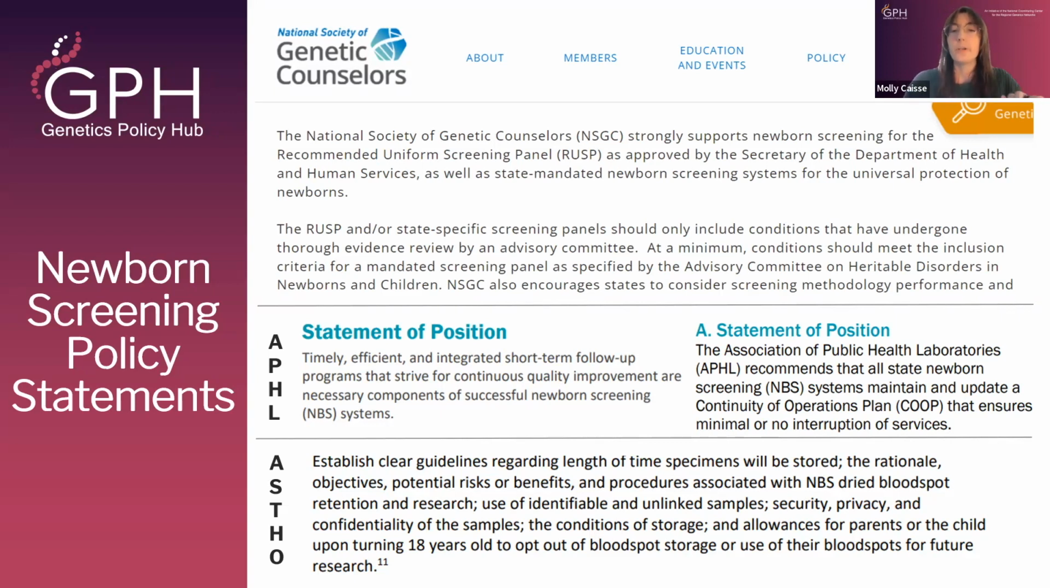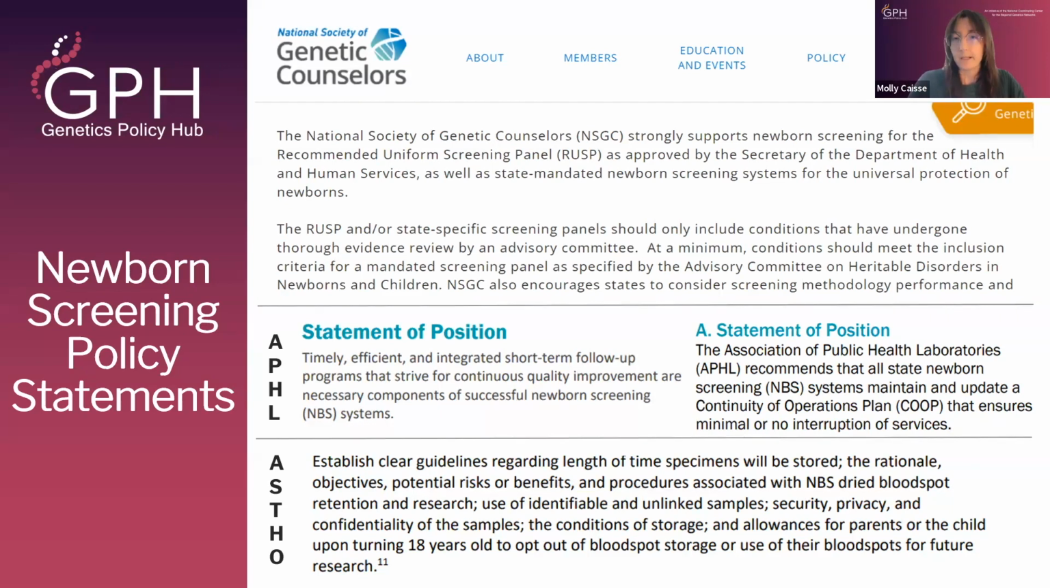So for newborn screening, there are 36 policy statements on the Genetics Policy Hub. On this slide are 3 of the more recent examples from the past few years. The first is from the National Society of Genetic Counselors, and this policy statement states that the organization supports newborn screening for the recommended uniform screening panel, as well as state mandated newborn screening systems.